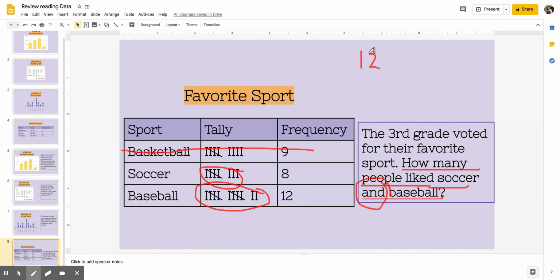12 plus 8 will be: 8 plus 2 is 10. Regroup that 1. That's a 1. Plus 1 is 2. Our answer to that problem would be 20.